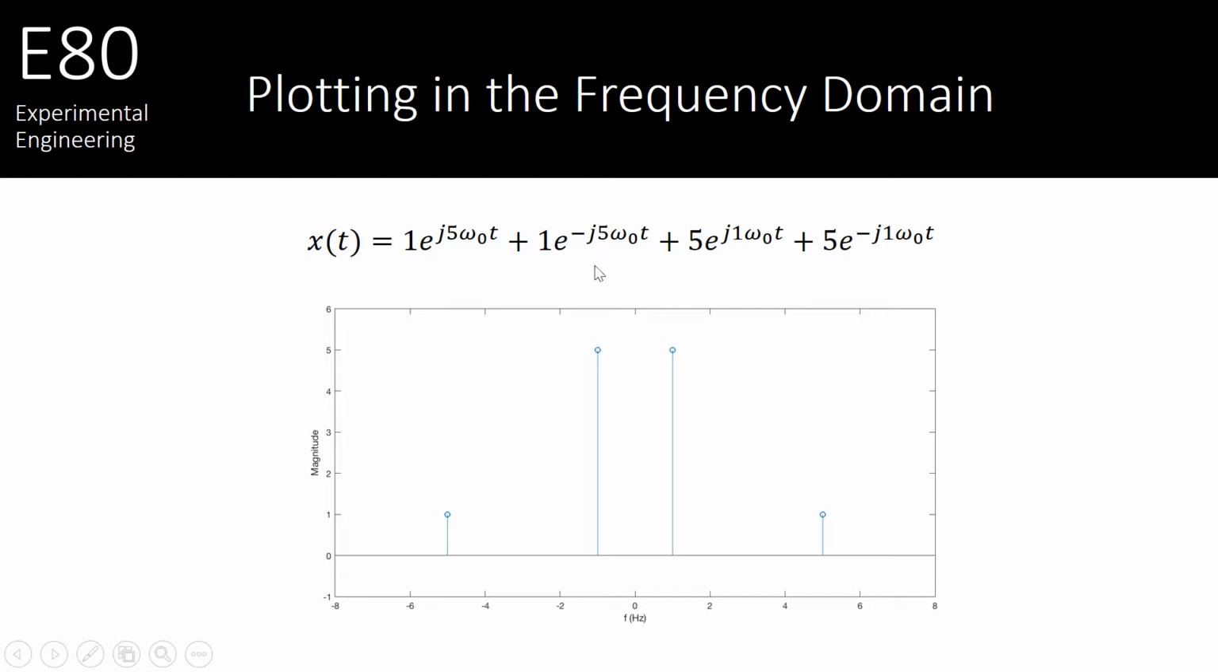This second term maps to this stem. Now, the next 2 terms also map to 2 different stems. The frequency of 1 omega naught, and if omega naught is 1 hertz, that would be 1 hertz, has a stem of height 5, corresponding to this height, or this scaling value of 5. The last term is at negative 1 hertz, also with a scale of 5.